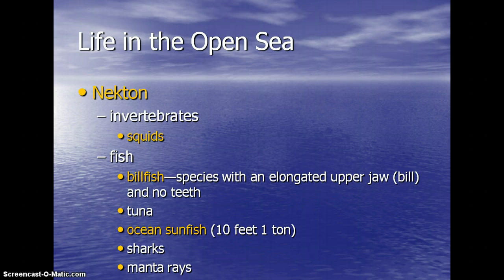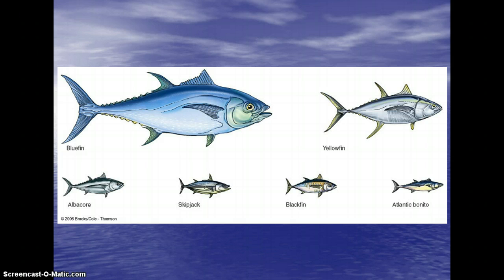Sharks, you will also find sharks and manta rays in the open ocean. The types of sharks that you'll find in the open ocean are very streamlined, and they're very, very well adapted to that pelagic life cycle. And manta rays can get huge, right? They can be like 20 feet from the tip of one fin to the other, which is kind of crazy. And they also feed on plankton. Here's some pictures of the different types of tuna. So lots of different types of tuna.